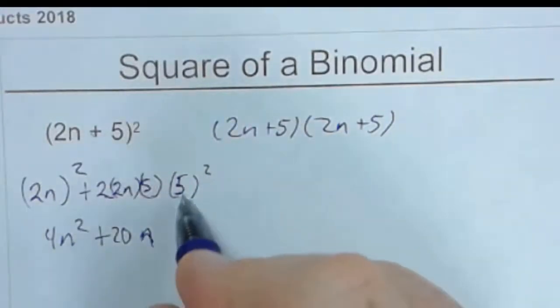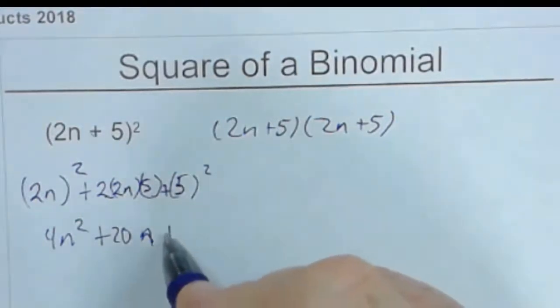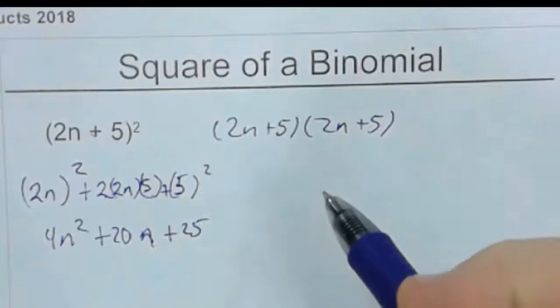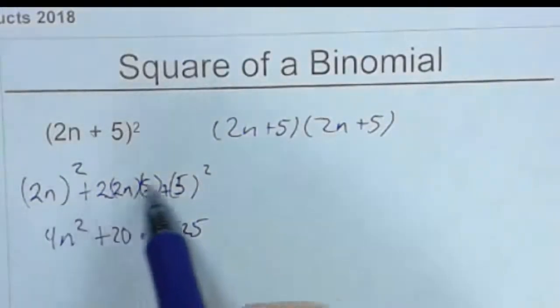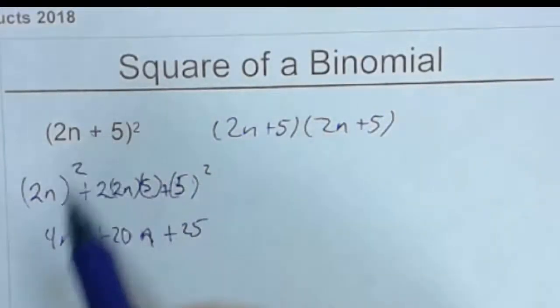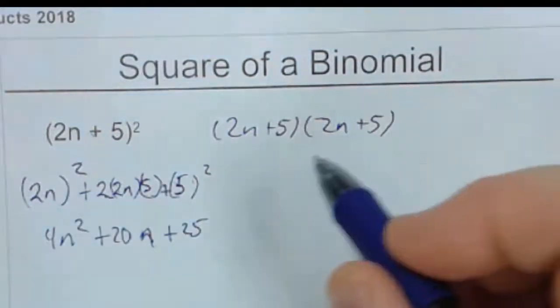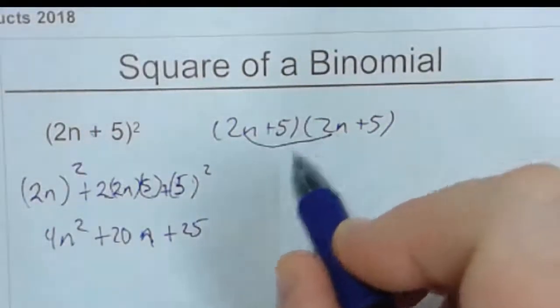20n, and then I forgot my plus sign here, and then 5 times 5 is going to give you a positive 25. So you don't have to necessarily show this. You can go from here directly to here if you know that pattern. Over here we'll go ahead and multiply it the traditional way.